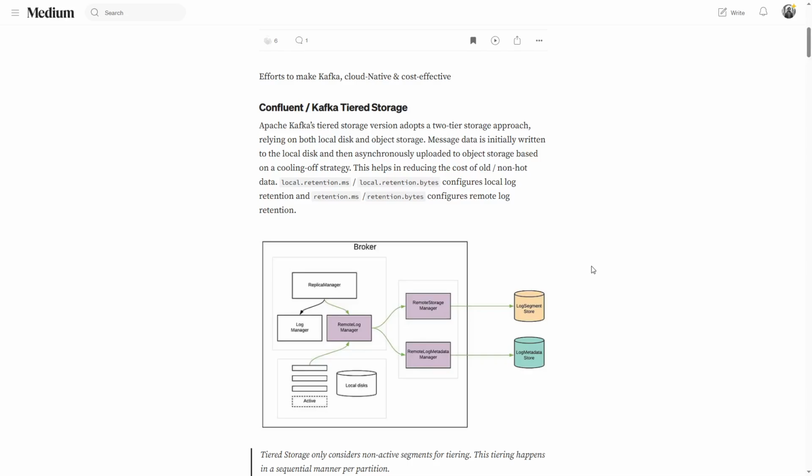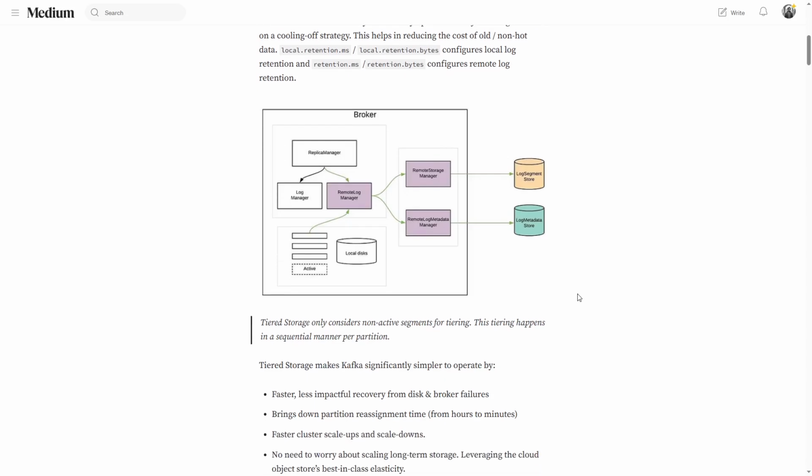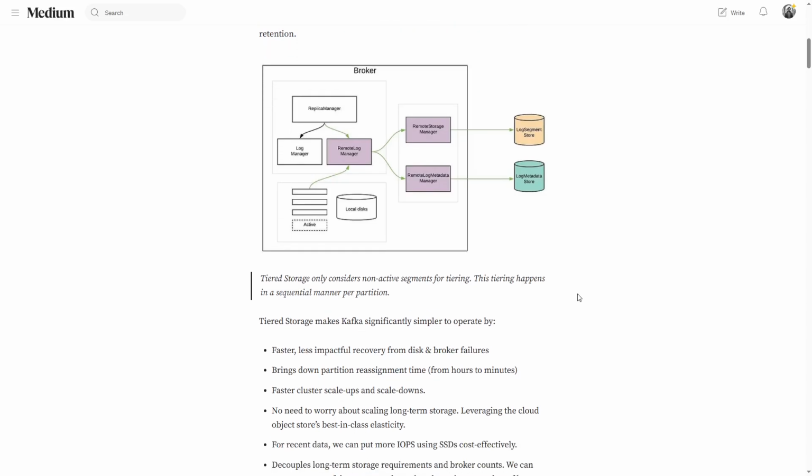So this was one option which was added, but there was a catch: this offloading only happens for cold data, not for hot data. What do we mean? The active segments, the segments which are currently open for writes in the brokers, will not be sent to object storage. They will remain local. Only the segments which are no longer active are moved to object storage.